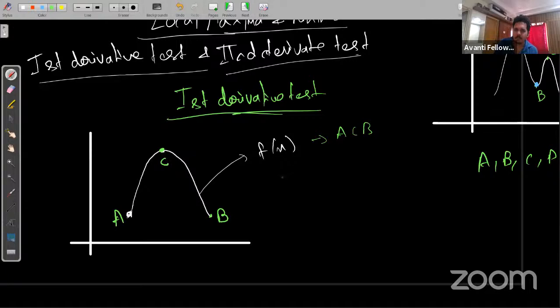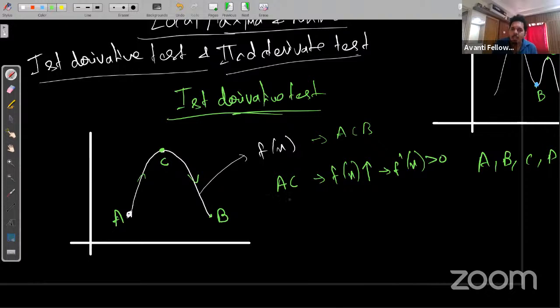Now tell me, for the curve AC, what is happening to my function? Later I will ask you the derivative. Is it increasing or decreasing here? AC I'm talking about. f of x is increasing. So what can you say, guys? You have to say f dash of x is greater than 0. Very good, guys.